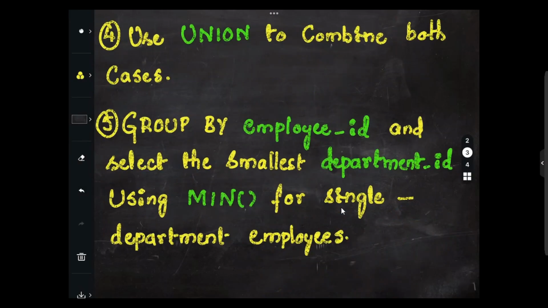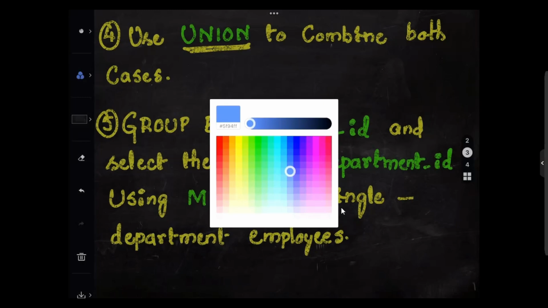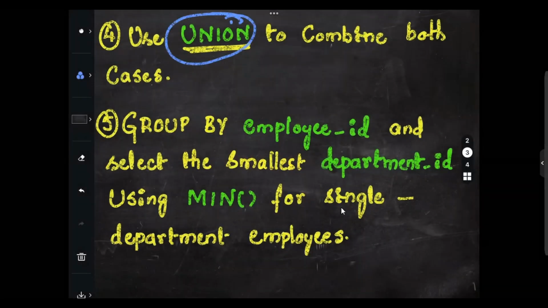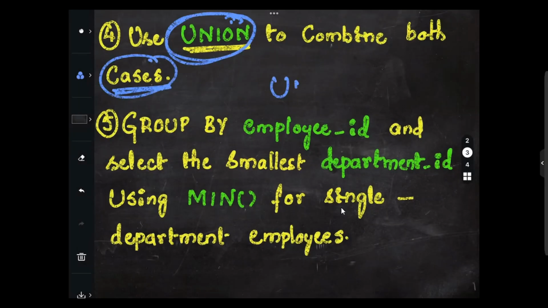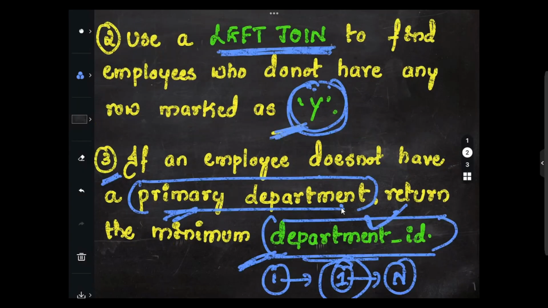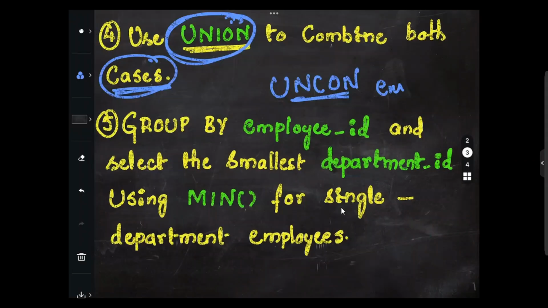Next, let's come to the fourth step. We will be making use of the union keyword. Why will we make use of the union keyword here? To combine both the cases. We need to combine employee ID as well as the department ID. I hope this is clear. That is the reason we'll be making use of the union keyword.